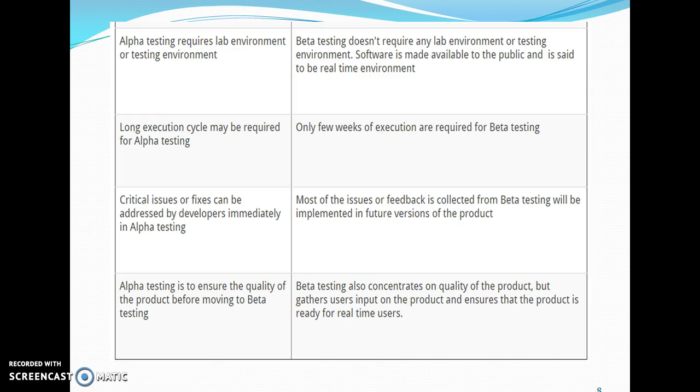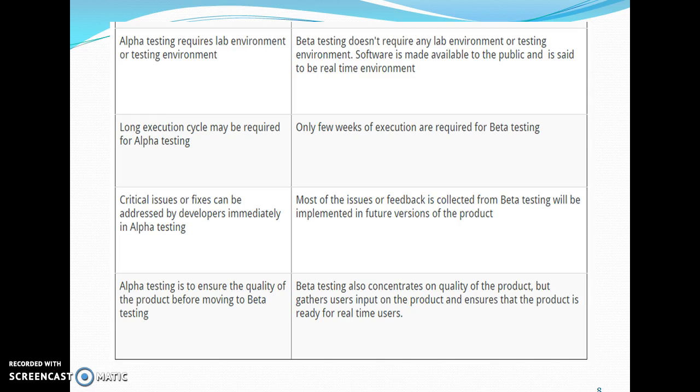Beta testing does not require any lab environment. An artificially created lab environment is not needed by beta testing. It needs a real-time environment in which the actual software is available to the entire public. Next, a long execution cycle may be required for alpha testing. In the case of beta testing, only a few weeks of execution are required.